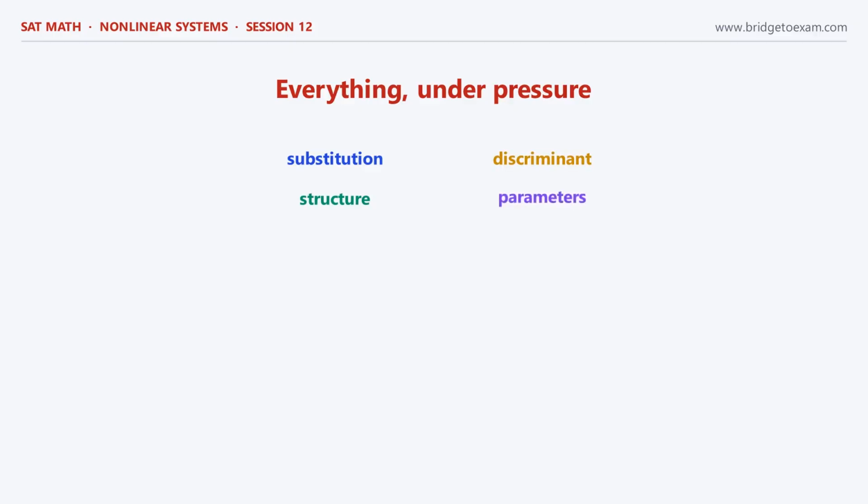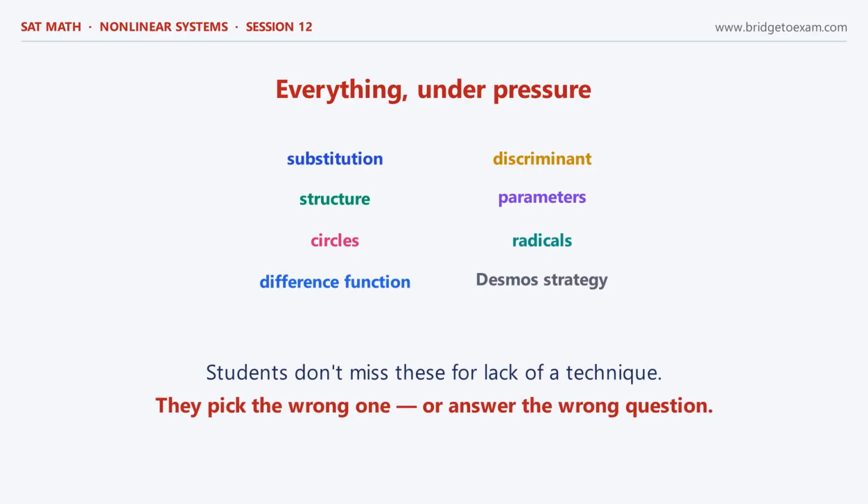Welcome to Session 12, the finale. You've built every tool this topic requires: substitution, the discriminant, structure and symmetry, parameters, circles, radicals, the difference function, and a strategy for the digital test. Today, we don't add anything new. Today, we make it usable under pressure.